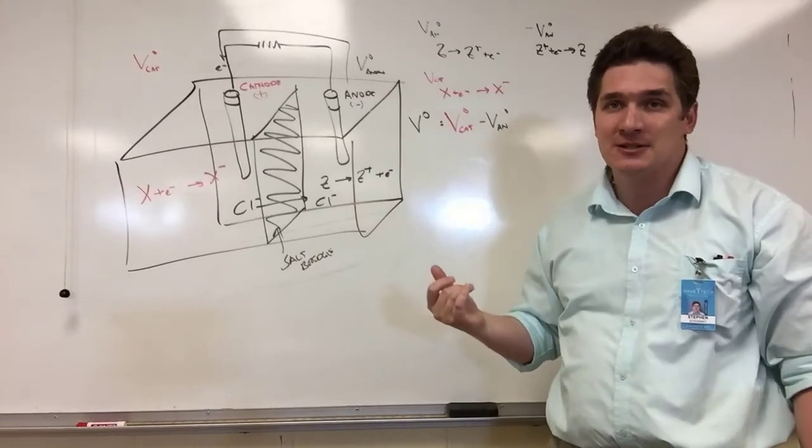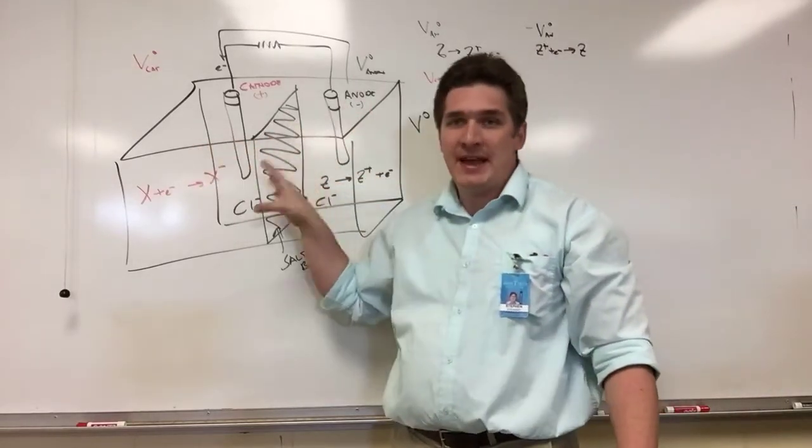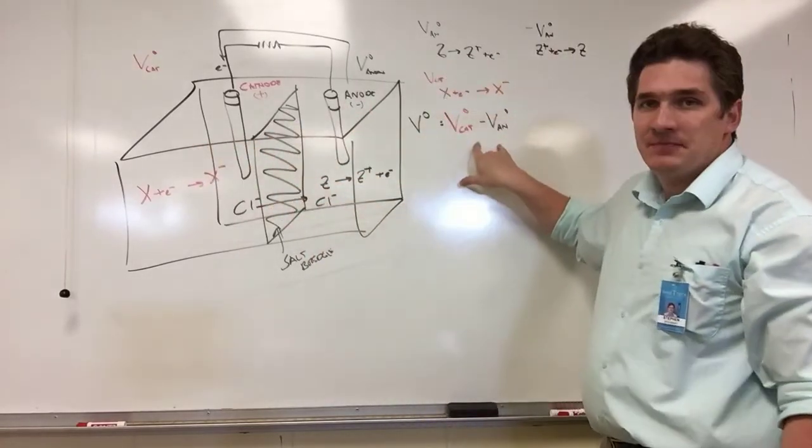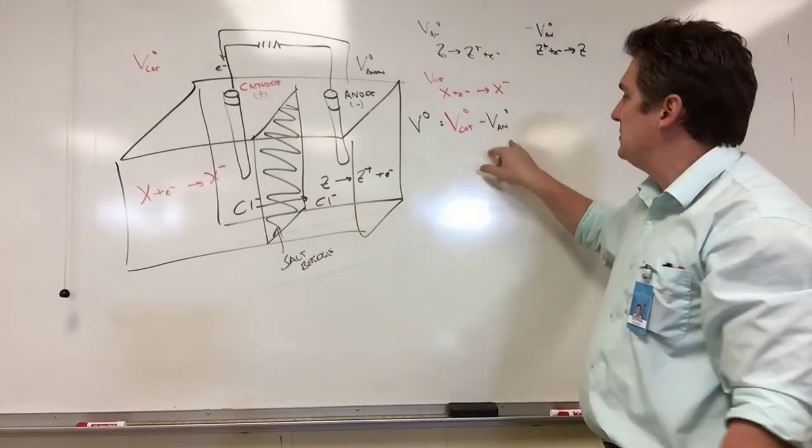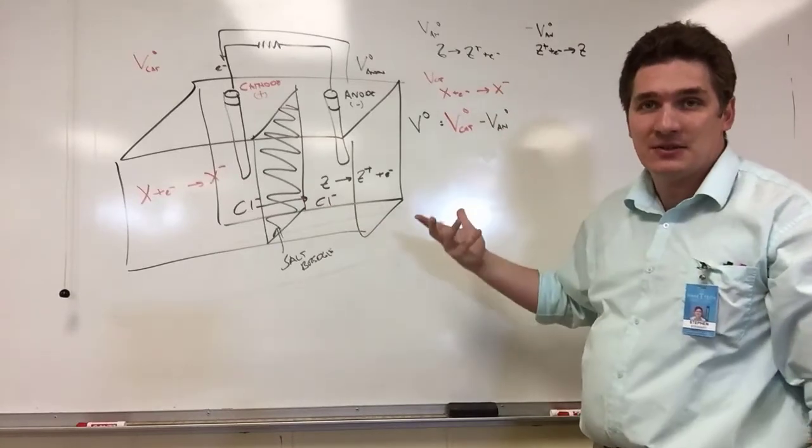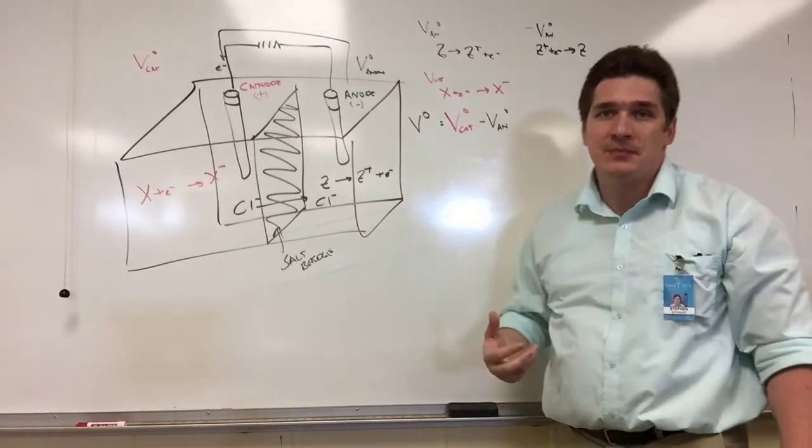You're going to see it losing electrons. But you're going to take the voltages off that table and just put them in here. So if you've got a voltage for the cathode and a voltage for the anode, if the anode is negative, the minus negative is going to be a positive. And this is how you're going to figure out the V0, reference voltage.